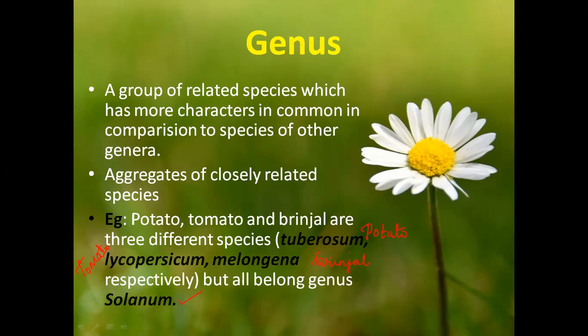So what will happen is they will have some common characteristics in them and will belong to one genus. These are closely related species, and they will belong to one genus. This is only one example given here; there are other examples as well.